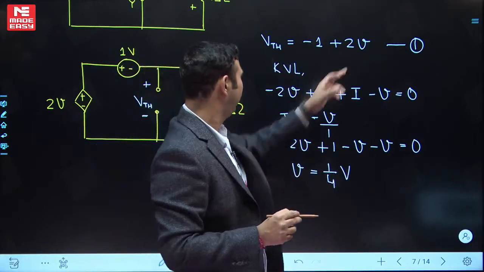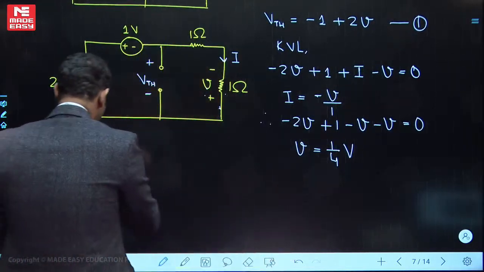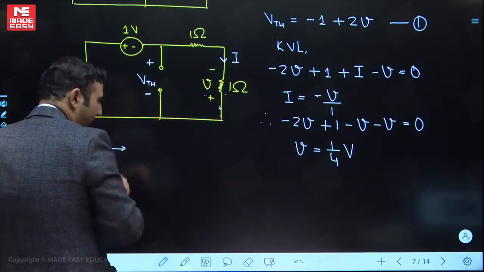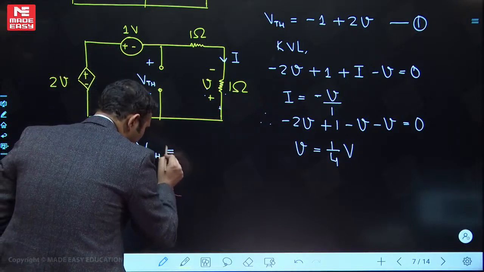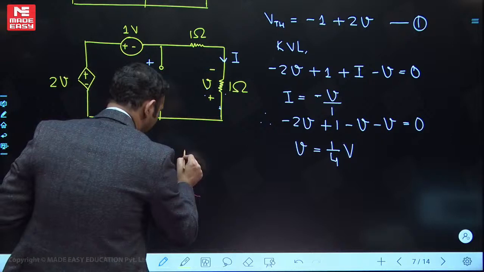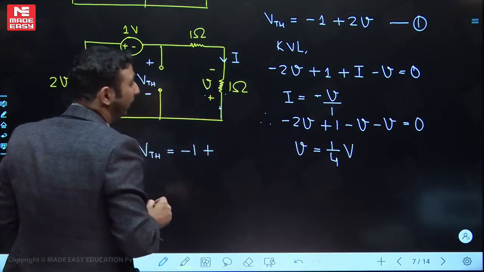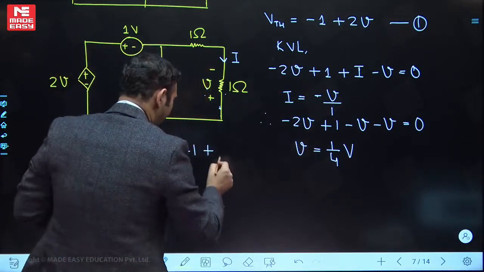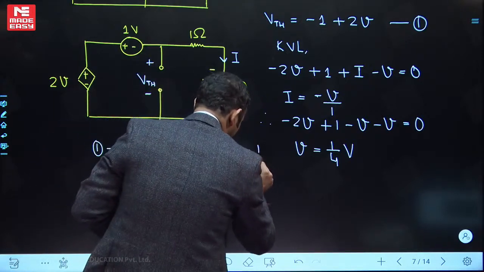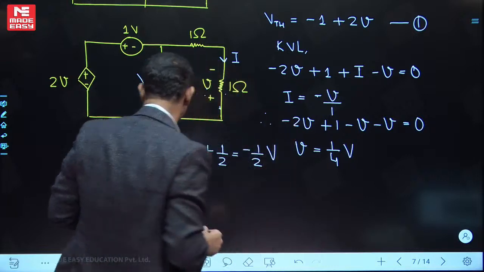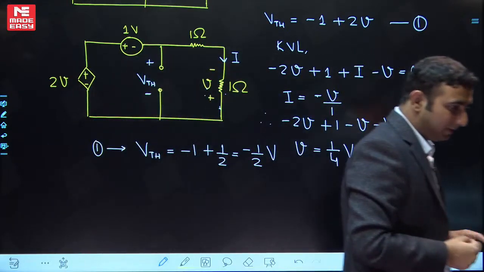Let's substitute it over here in the first equation. If I put it in the first equation, VTH is coming equal to minus 1 plus 2 into 1 by 4, that is 1 by 2. Therefore, Thevenin voltage is coming as minus 1 by 2 volts. This is VTH. Let's see, anybody answered this question correctly?